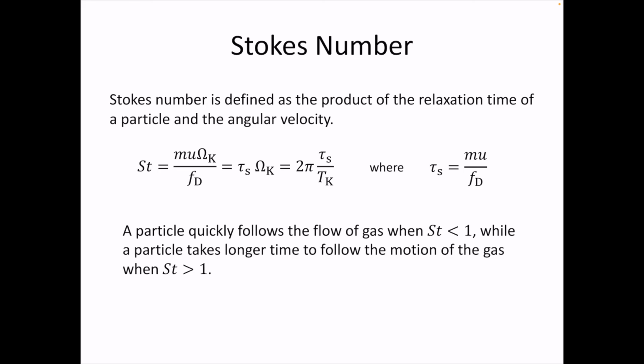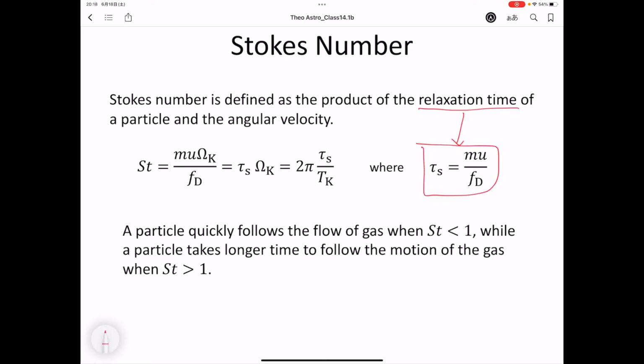I'd like to introduce the Stokes number. The Stokes number is defined as the product of the relaxation time of a particle and the angular velocity. Relaxation time is defined with this equation. mu is the momentum of solid particles, and F_d is the drag force acting on a solid particle. So F_d times the time becomes impulse. So tau s is defined by the momentum divided by the force acting on a solid particle.